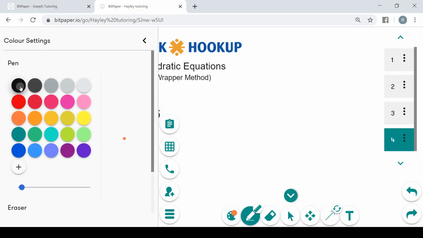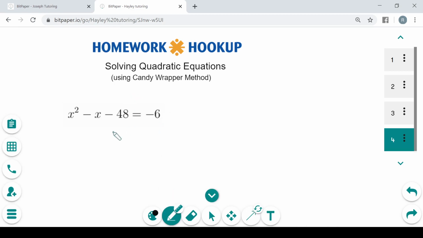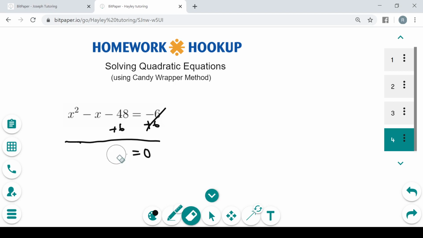So let me start off here by switching colors. The first thing we want to do is get all the terms on one side. So I'm going to add 6 to both sides to get rid of that 6. When I do that, the 6's here cancel, and I'm going to have equals 0 on the other side. I have negative 48 plus 6, that is going to be negative 42. Let me write that a lot better. Okay, negative 42. And then everything else just kind of comes down: minus x and then x squared. Cool. So this is our new equation that we're going to look at.